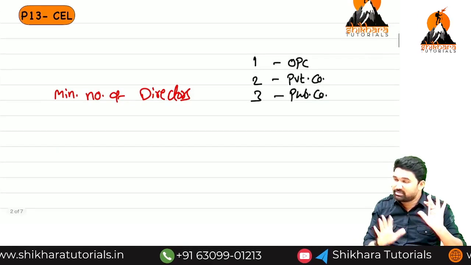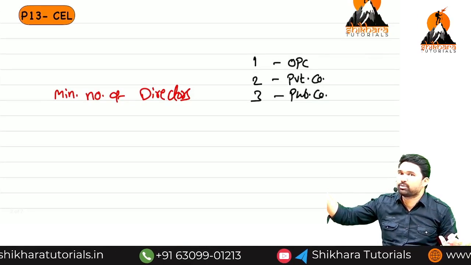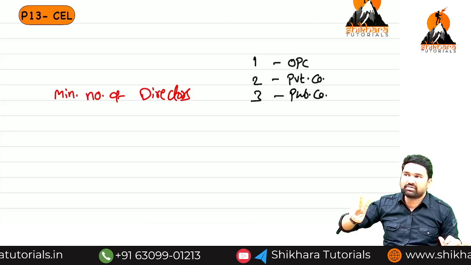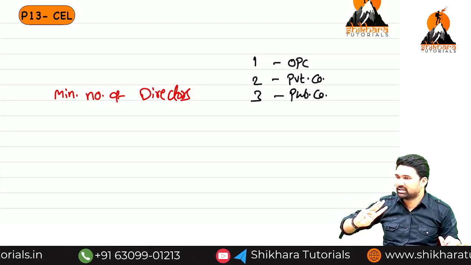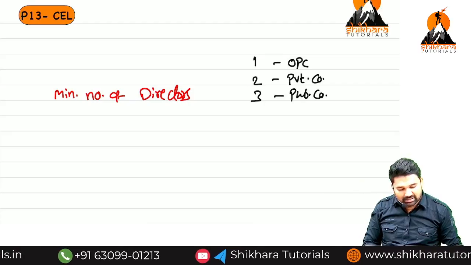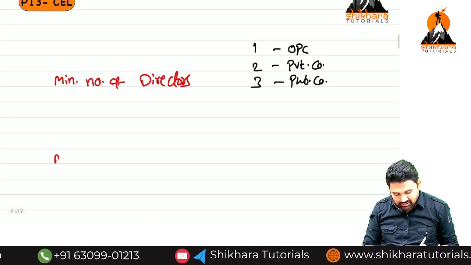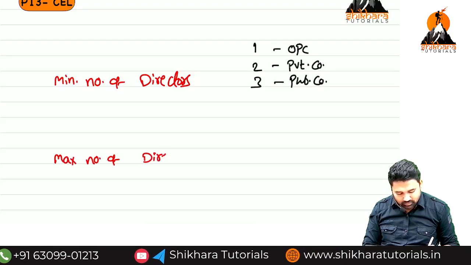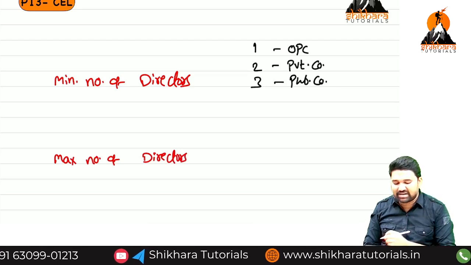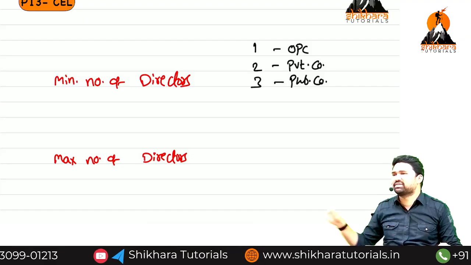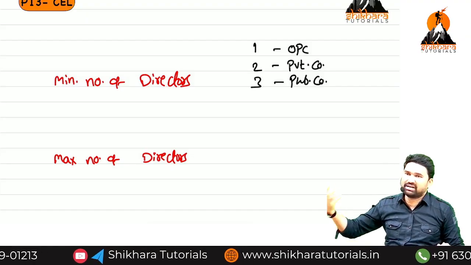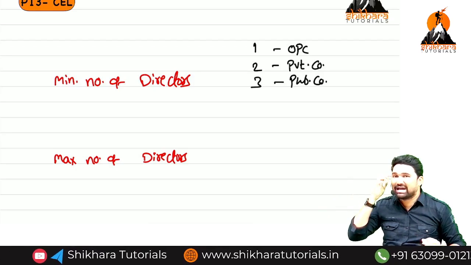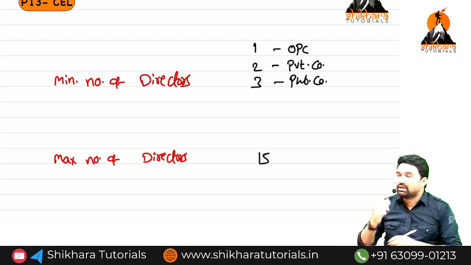This is the minimum number of directors. Minimum number of directors for an OPC is 1. For a private company it is 2. For a public company it is 3. Let's check out the maximum number of directors. I think you know it very well. For the maximum number of directors there is no classification with respect to OPC, private or public. For any company, the maximum number of directors is 15.